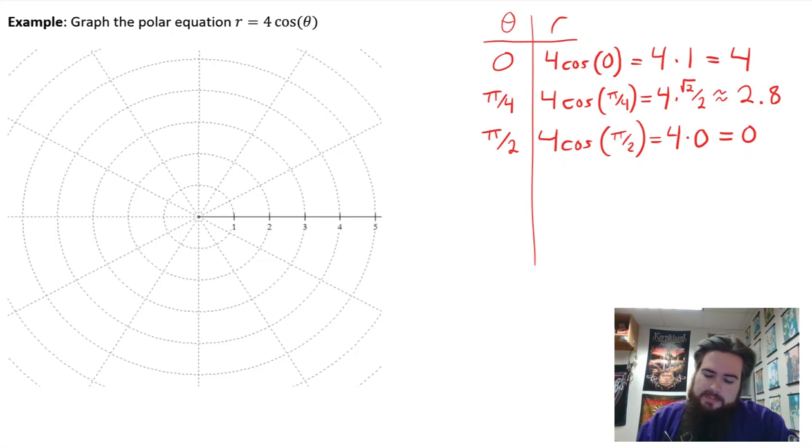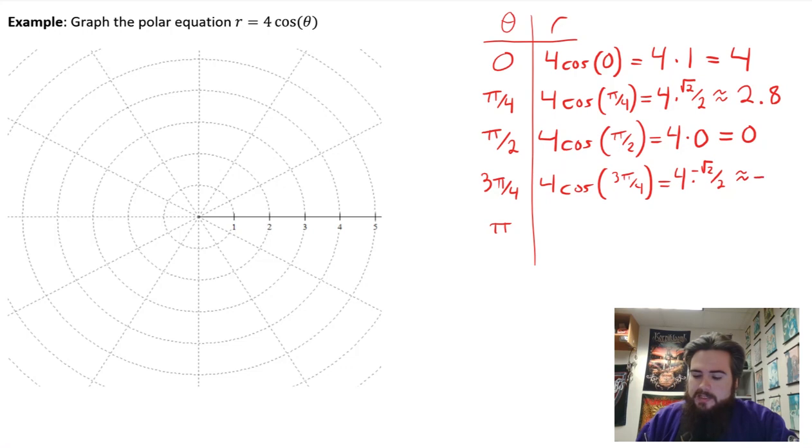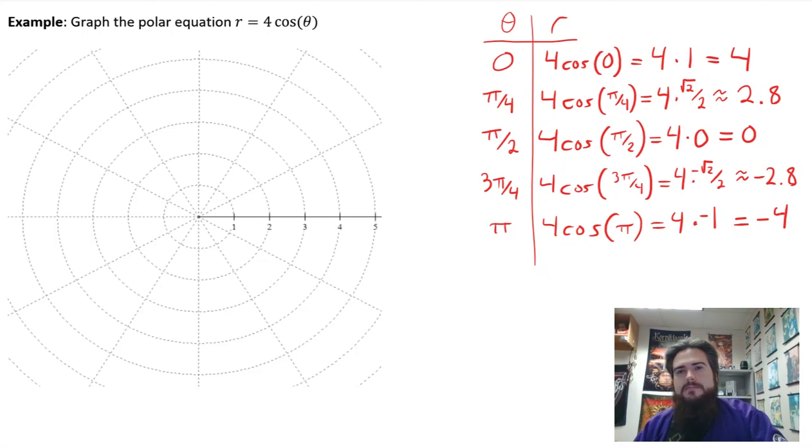If I continue forward with this pattern though, I'm also going to plug in 3 pi over 4 as well as pi. If I plug in 3 pi over 4 here, I will get 4 times negative square root of 2 over 2, which is approximately negative 2.8. And if I plug in pi, I will get 4 times cosine of pi, which is negative 1, which will give me negative 4. This should probably be enough to graph what I'm going to be creating here, so let's see what this does.